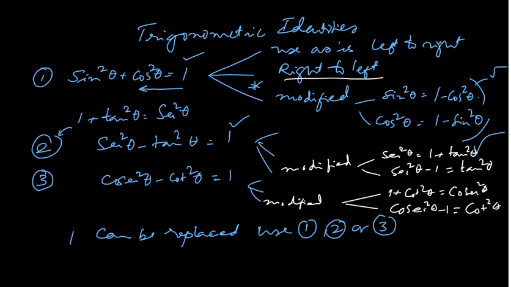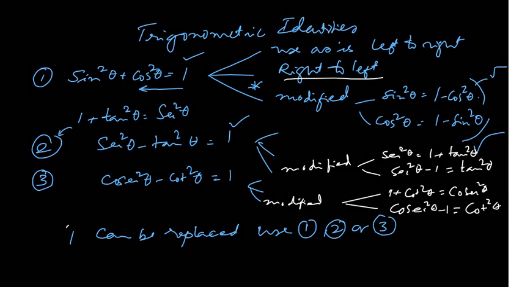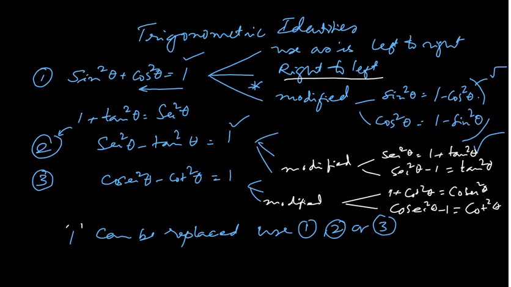Like this is the first one, second one, and the third one. Whenever you see the number one, it can be replaced. So either one or two or three, depending on the other terms. In that I was explaining the most common trick to identify whether to substitute something for one or not.